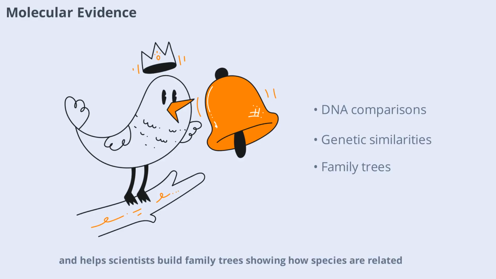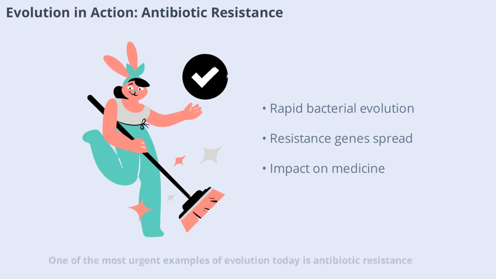One of the most urgent examples of evolution today is antibiotic resistance. Bacteria can evolve rapidly, and when exposed to antibiotics, those with resistance genes survive and multiply. This makes infections harder to treat and shows how natural selection can have real-world consequences. Understanding evolution helps us develop better strategies to fight disease.